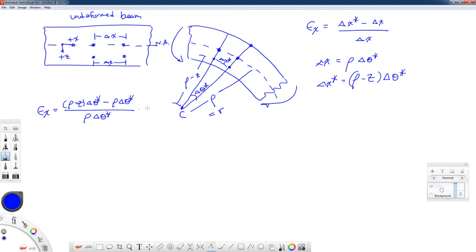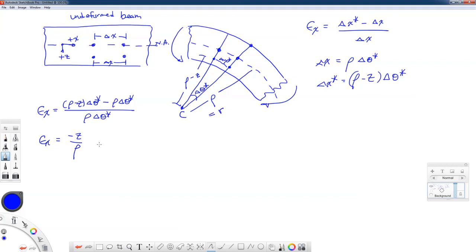And so a lot of things cancel out. The rho delta theta star cancels out with one of them on top. We're left with minus z delta theta star, but the z stays on top, and the delta theta star cancels out on the top and the bottom. So our strain is equal to minus z over rho, where rho is the radius of curvature.